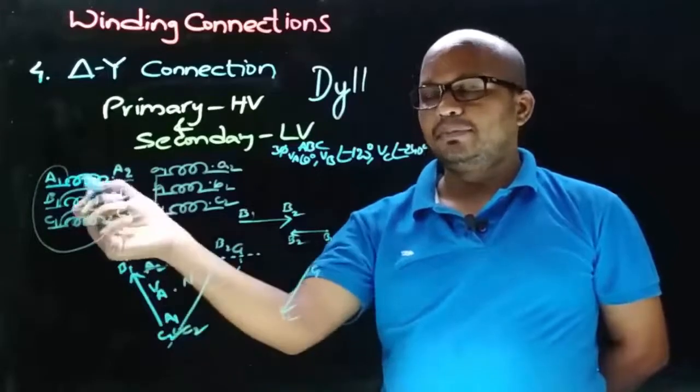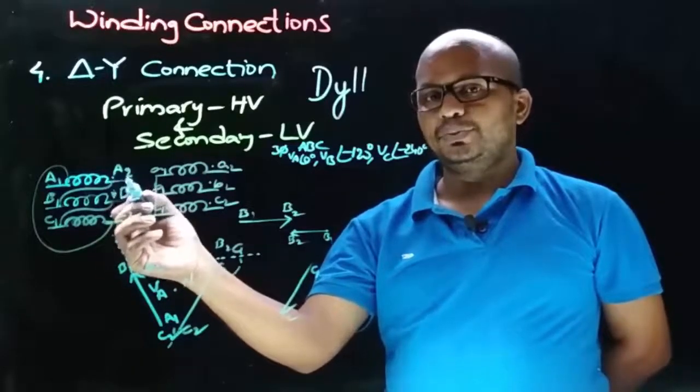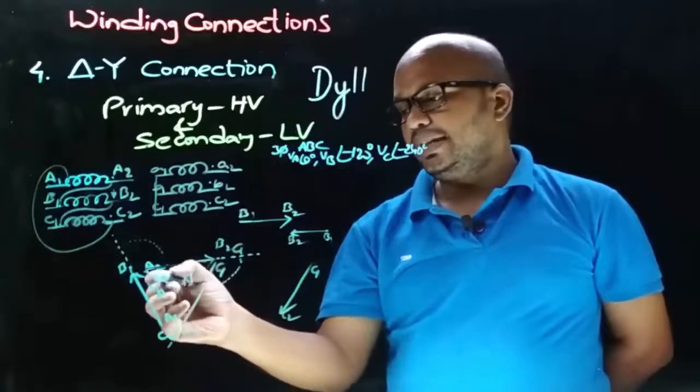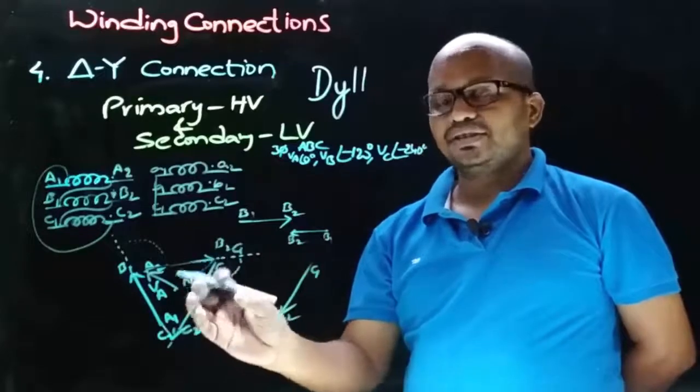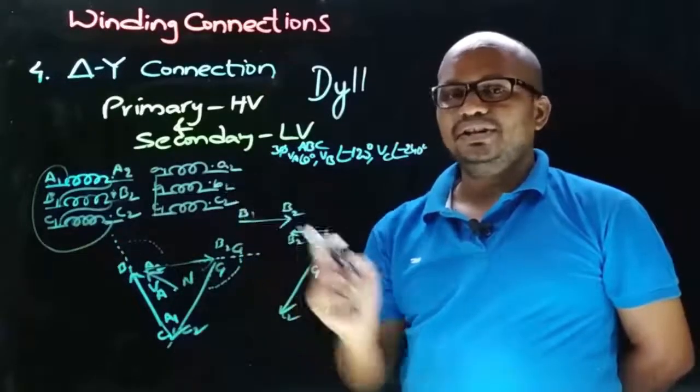So observe in the primary winding connection that the external connections are taken from A2. Therefore, here the reference phase neutral voltage will be A2N. So this is the phasor diagram for this type of delta connection. Now let's draw the LV winding phasor diagram.